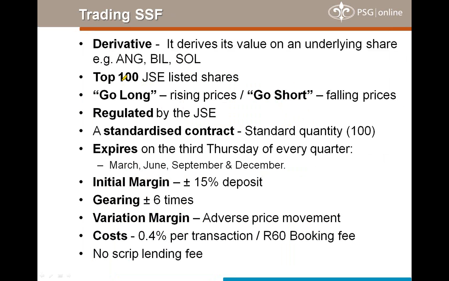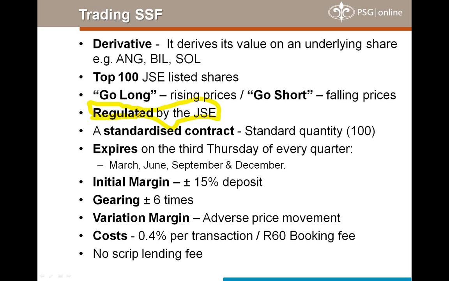Single stock futures, very similar. Also a derivative, you can also only trade the top 100 companies, go long and short. However, the big difference is that single stock futures are regulated by the JSE. They are looking at regulating CFDs, and that will be happening soon.